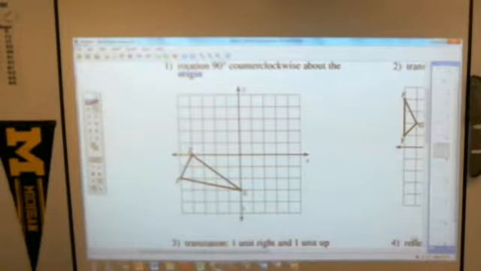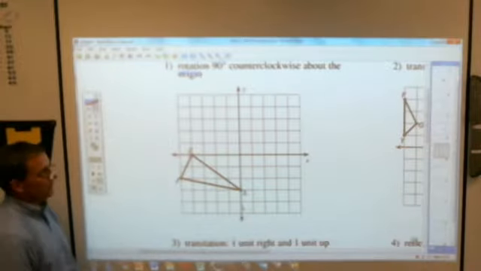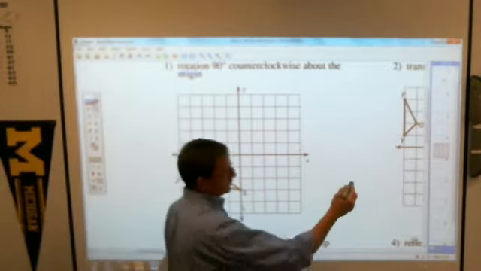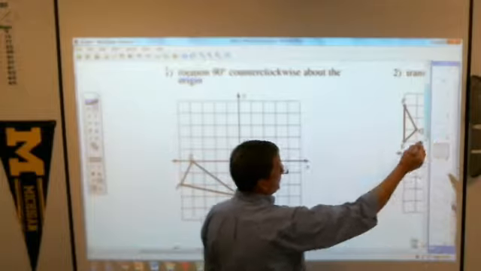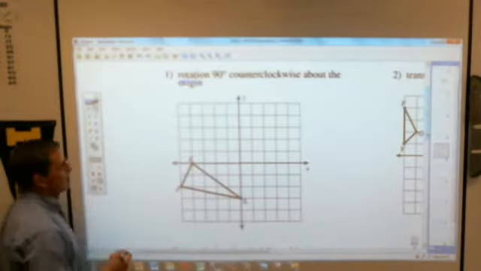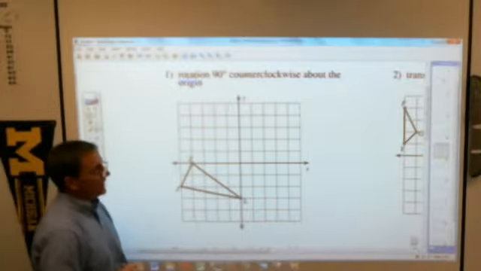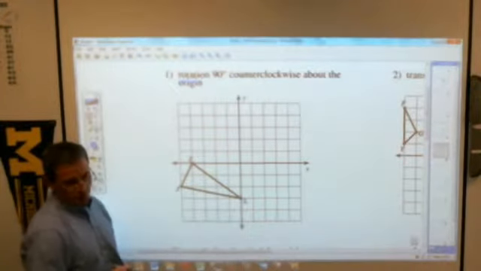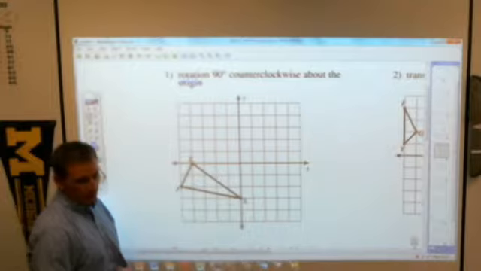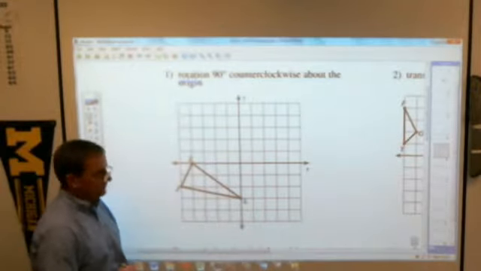Thank you. All right. What are we doing here with this first one, children? What does it say to do? Rotate 90 degrees counterclockwise about the origin. What in the world does that mean, Emily Vaught? Yeah, that's what I thought.